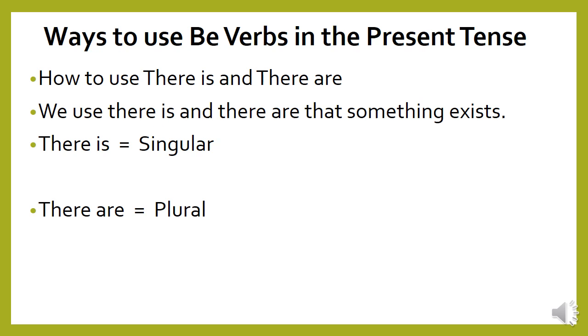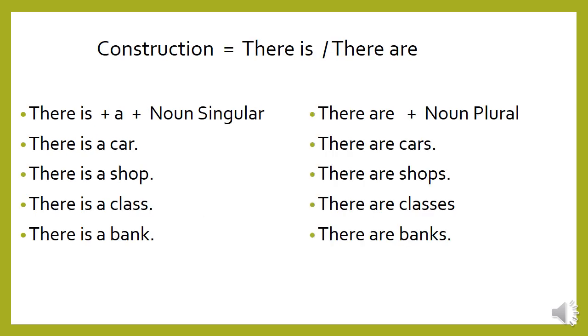Ways to use be verbs in the present tense. How to use there is and there are. There is, we use singular forms, and there are, we use plural forms. In this video, we are going to use singular and plural forms with there is and there are. Here is the construction. The first one is there is plus singular noun, and there are plus plural noun.